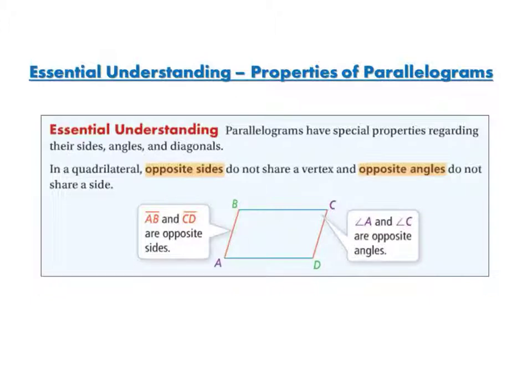So in this quadrilateral, or in this parallelogram, AB and CD are opposite sides. They do not share an angle. And angle A and angle C are opposite angles. They also don't share a side.